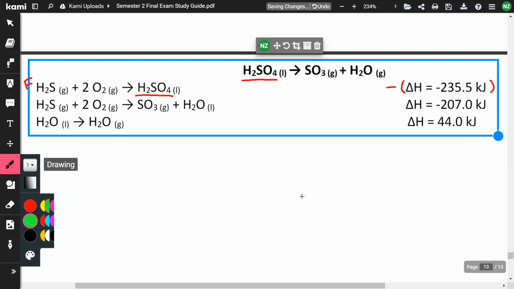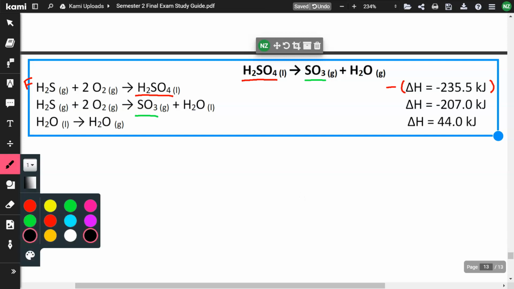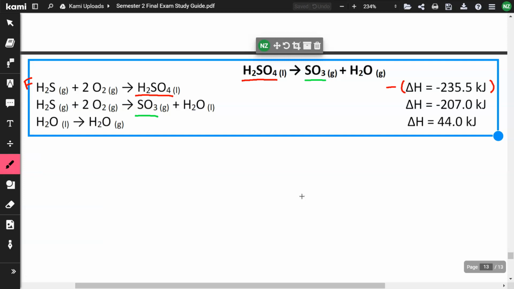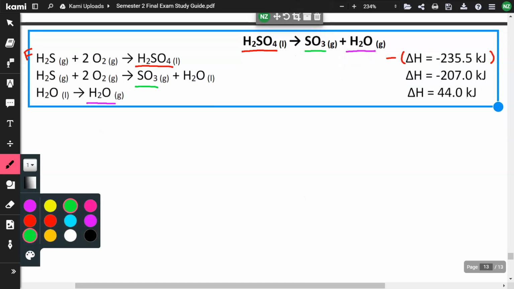All right. Let's see. SO3 is in the second equation. It's on the right side in both equations, so I don't need to do anything there. H2O gas is in the third equation, and it's on the correct side. So all I need to do here is just flip that first equation. So I'm going to go ahead and rewrite everything.